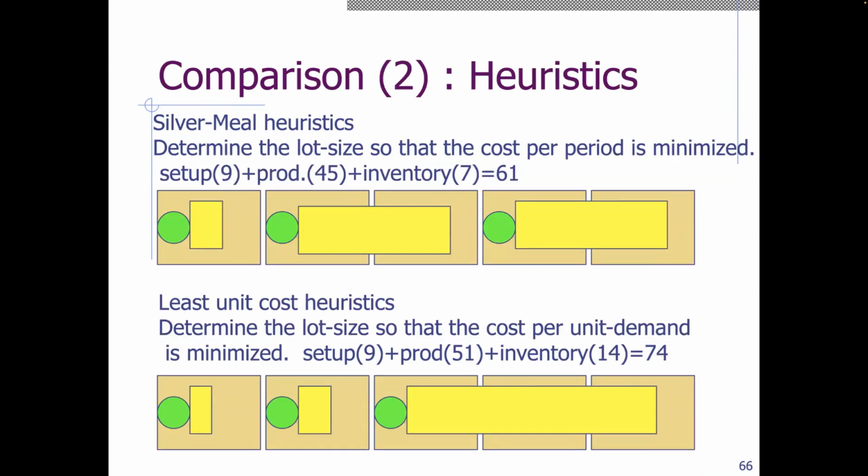The Silver-Meal heuristic gives this solution, setup on Monday, Tuesday, and Thursday. The total cost is $61, not so bad, but it's not optimal. The least unit cost heuristic gives this solution, setup on Monday, Tuesday, these seem to be good decisions, same as the optimal solution. And then on Wednesday, it's not a good decision, because the unit production cost on Wednesday is increased to $3 from $1. The total cost of this heuristic is $74, worse than the Silver-Meal heuristic. The weak point of these heuristics is that they are too myopic.